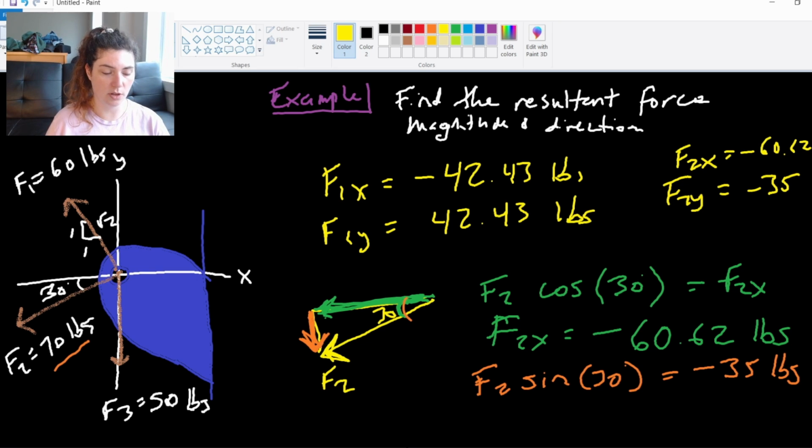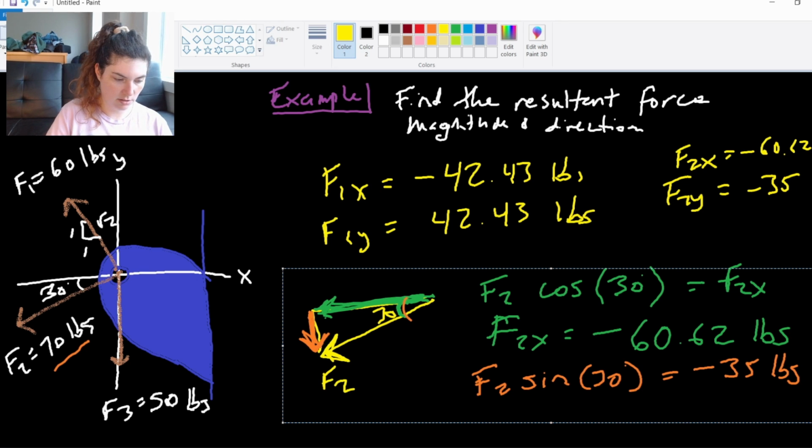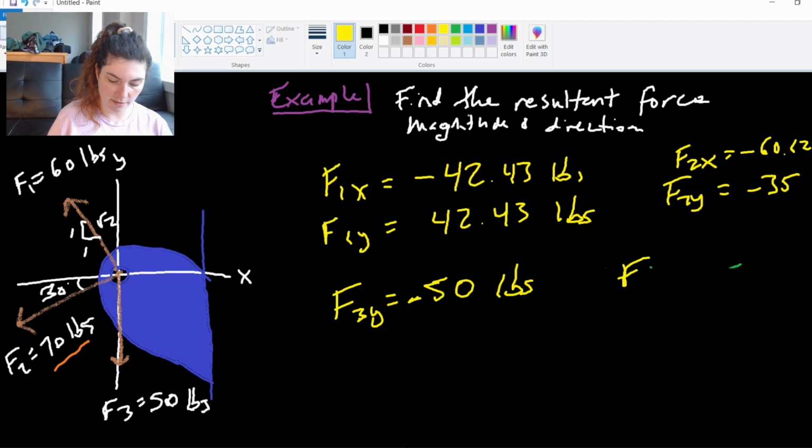So now we have the very last one, which is very straightforward because it has no x component at all. All of the force is entirely in the downward y direction, which means, easy enough, our F3Y is going to be negative 50 pounds. And our F3X, there is no X component. It'll be 0 pounds.